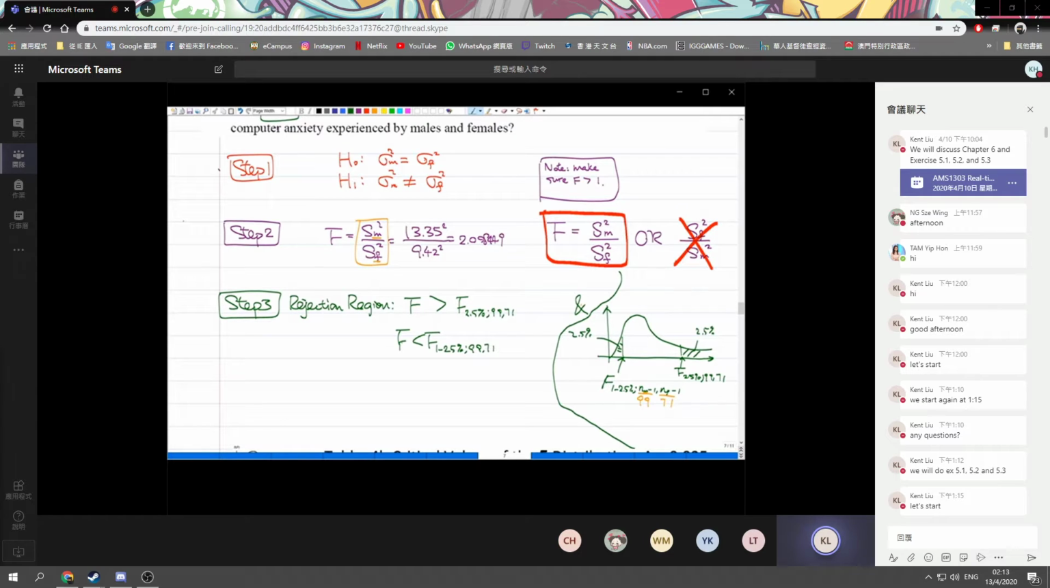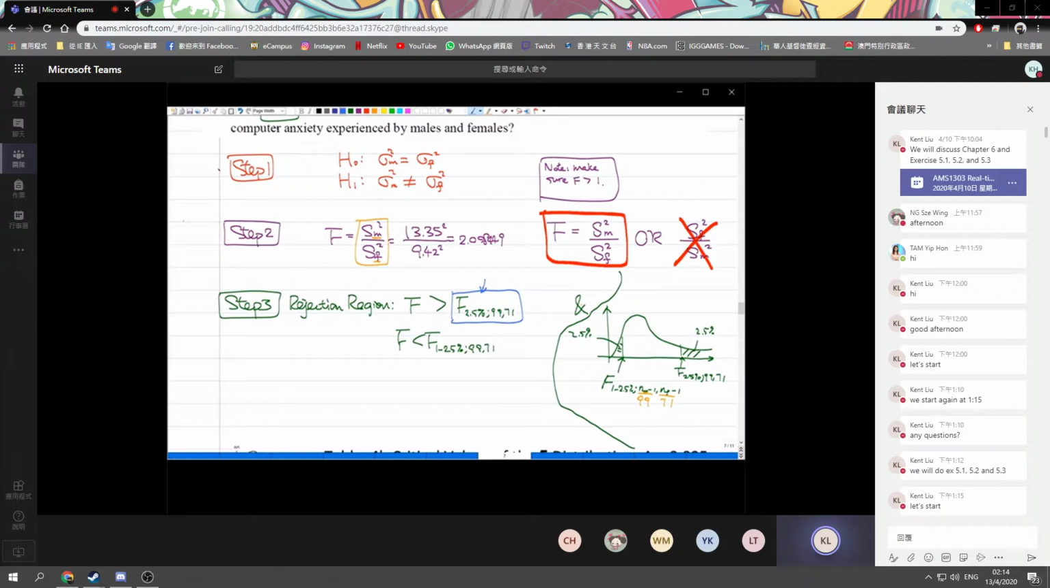Now, here we will only have to check this value. Why? Because the way we organize our F statistic, we always make sure this is greater than 1. So if it actually happens that we reject the null hypothesis, it will always appear on the right side. So even though this is the rejection region, all we need to check is this value.